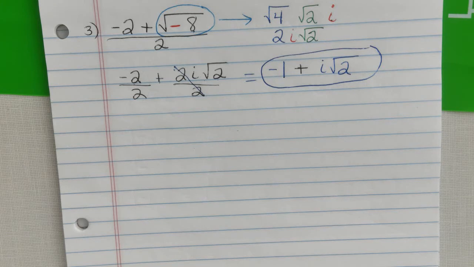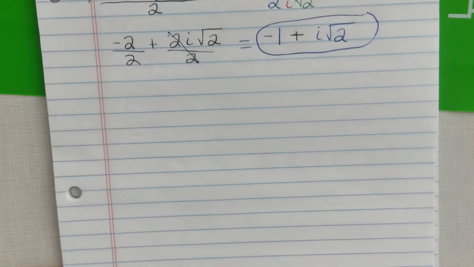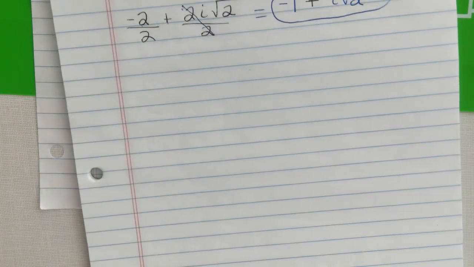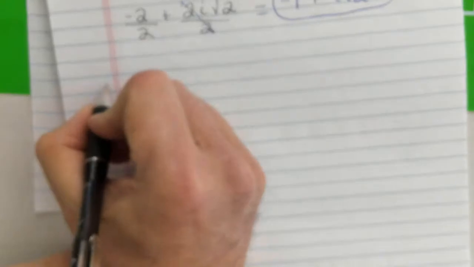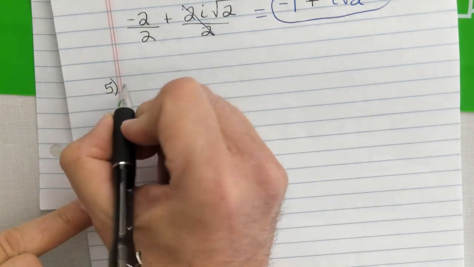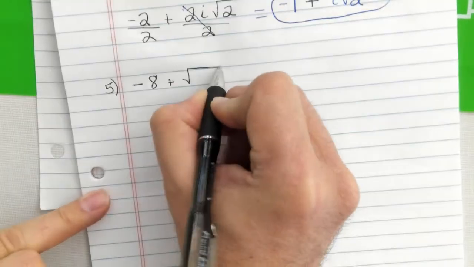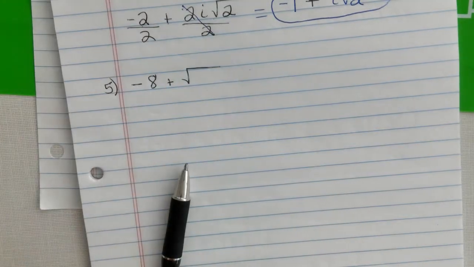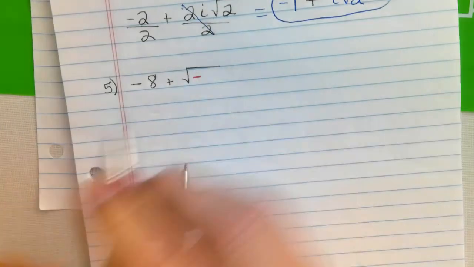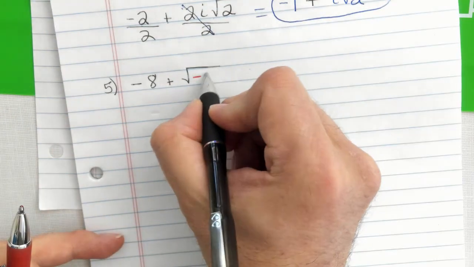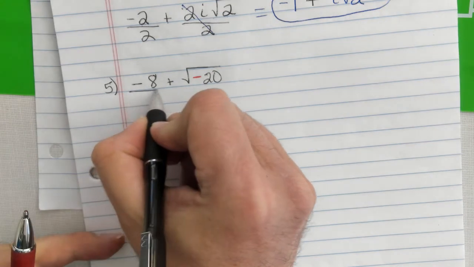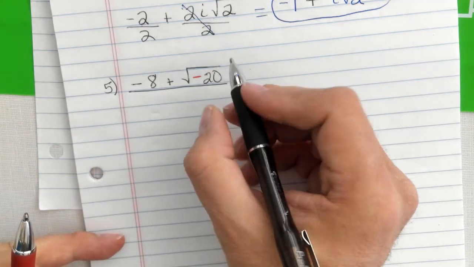3, 4, 5 are all exactly the same, so let me do 5. 5 usually has a little bit bigger numbers, and it looks like it does. So let me write it down. Negative 8 plus the square root of negative 20 all over 24.